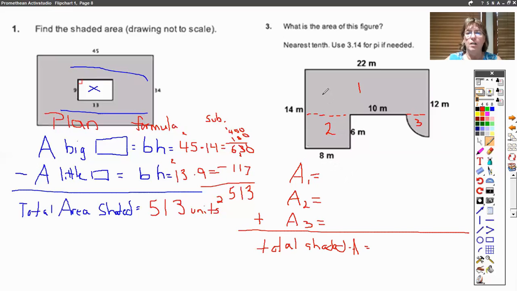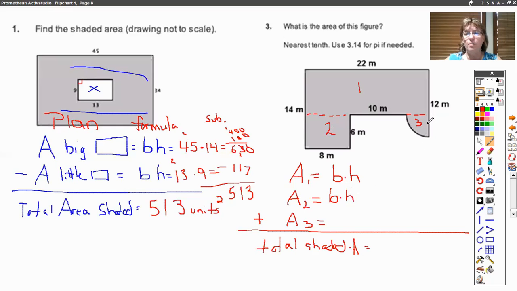Okay, so shape number 1, this is a rectangle, and the formula for a rectangle is base times height. The second shape is right here. Well, it looks like a rectangle as well, and the formula for a rectangle is base times height.